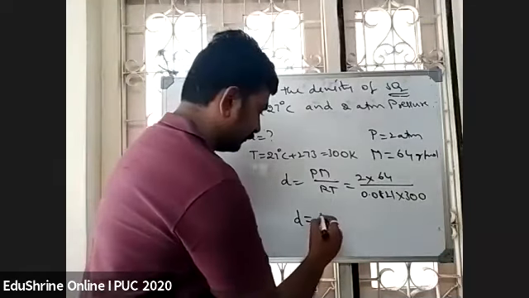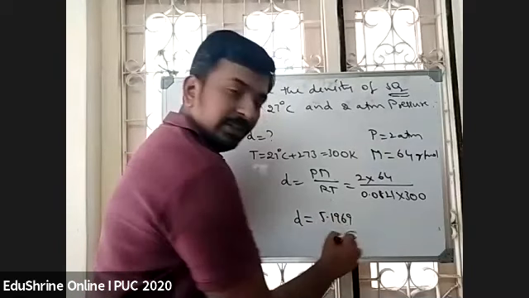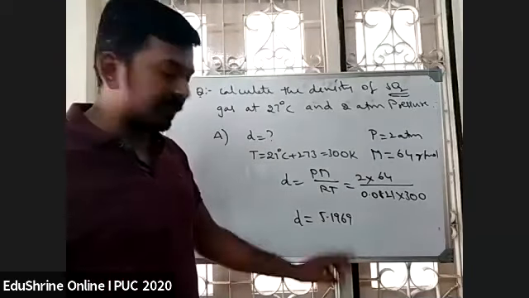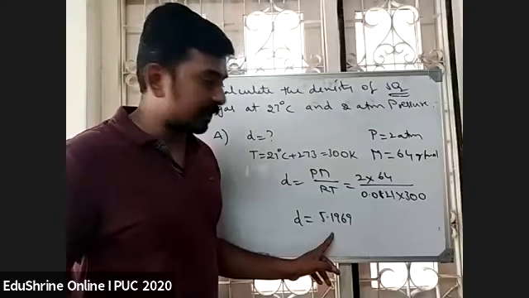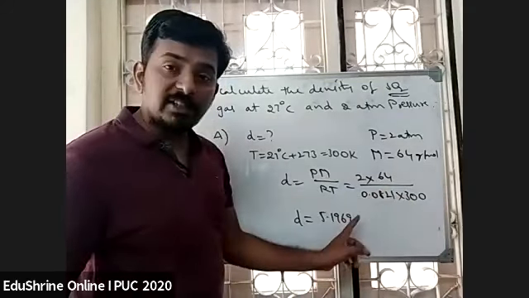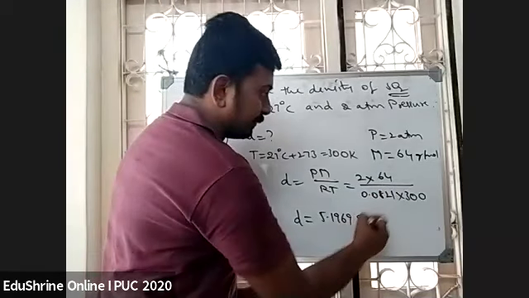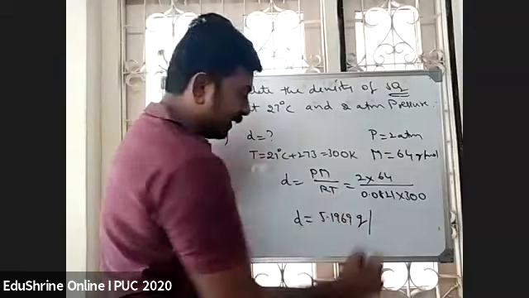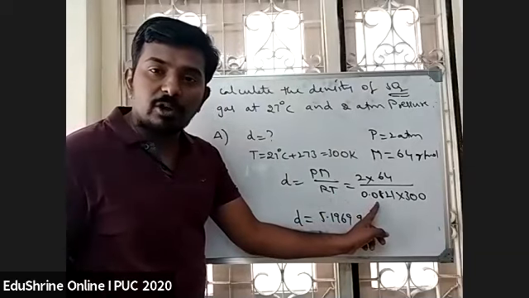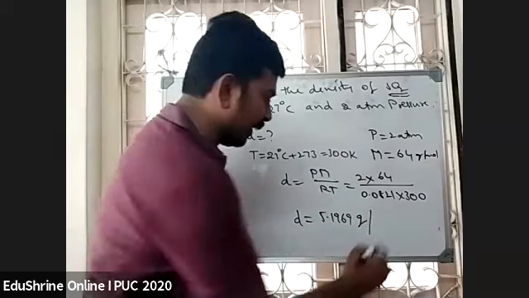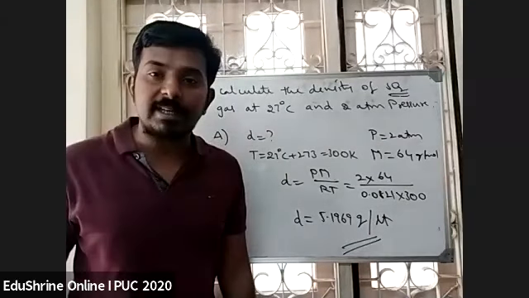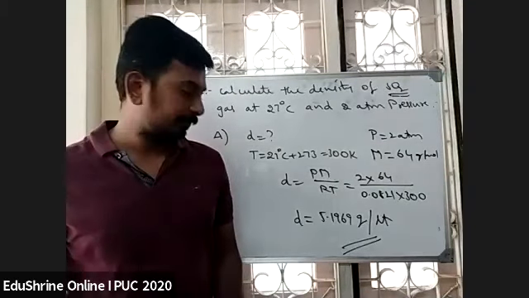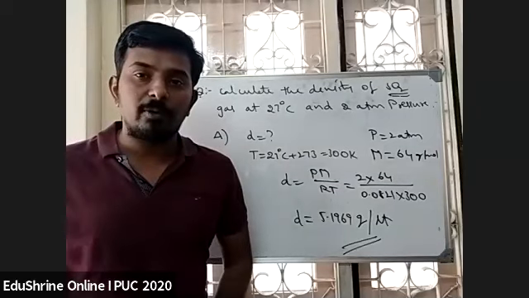5.1969. Yes. So density will be 5.1969. What will be the unit, students? Density is mass by volume, no? So mass is in grams. As you have taken the value of R as 0.0821, the volume must be in liters. So the density you will get is 5.1969 gram per liter.